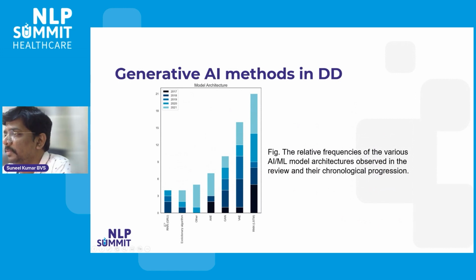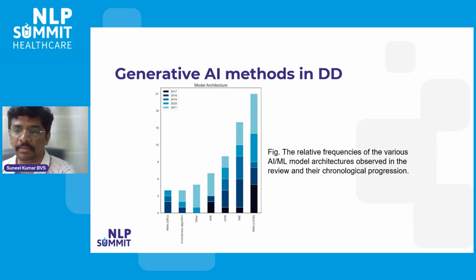This plot indicates the relative frequency of various AI/ML model implementations in drug discovery. You can see how it is growing year by year, starting low with RNN through GRU. A lot of methods have been proposed and developed, not only autoencoders and GANs, but RNN and LSTM is one of the widely used methods for different NLP tasks in drug discovery.